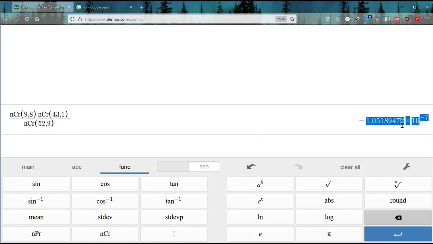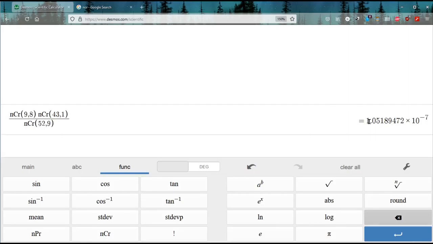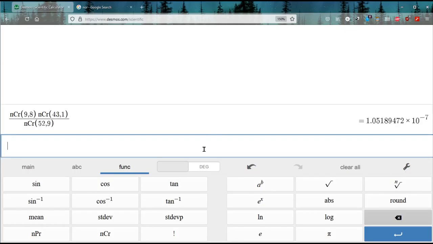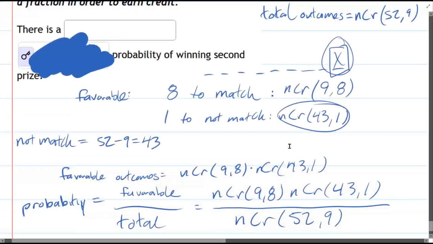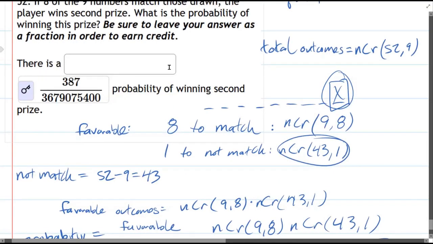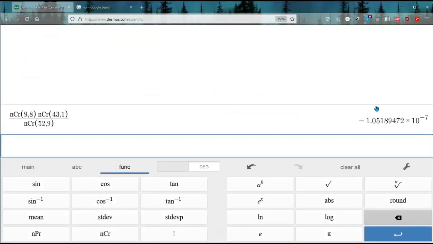That right there is in scientific notation. To get in regular notation, you'd have to compute these separately. That's not going to change it. All right, so that will be your probability right here. This answer is going to be in fractions here. And I will make sure the problem lets you turn in a decimal, not just a fraction. But if you divide this out, you will get this number right here.